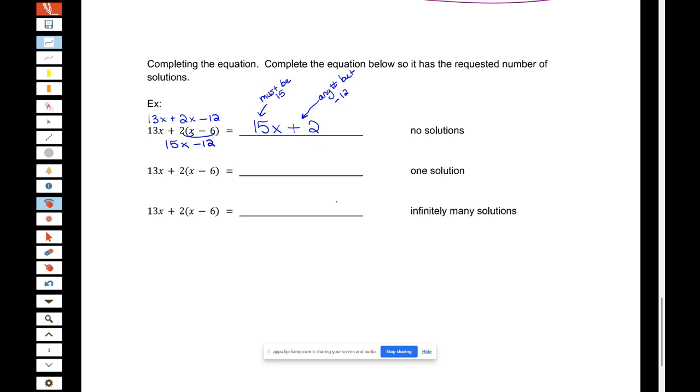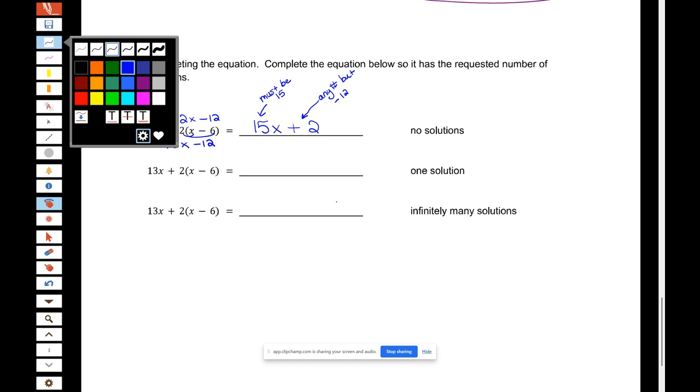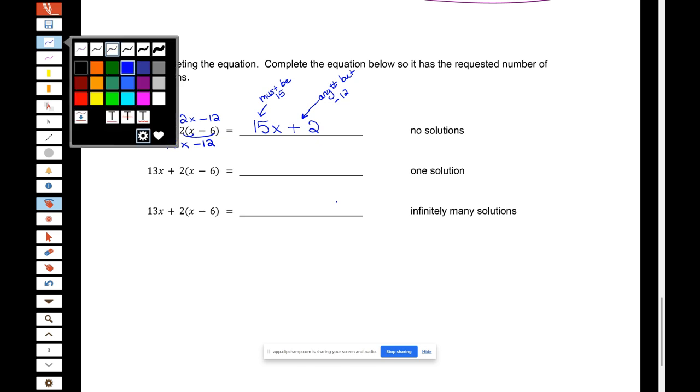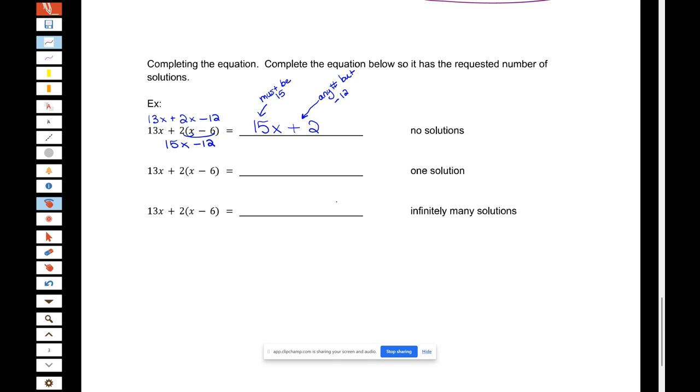So there are basically no limit to the number of ways you can complete the right side of that equation. You can go simple or fancy. Not only can you do 15x plus 2, you could make up something that, like, when you distribute and combine like terms, you get something like that. So, there's lots of possibilities on how ornate you can get.